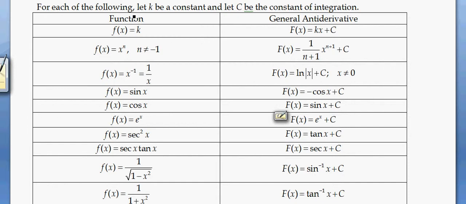So if your function is just a constant k, like the number 4, as an example, if f of x equals 4, then its antiderivative, capital F of x, is 4 times x plus c. Remember, c is always the constant of integration. So that one should be pretty straightforward.